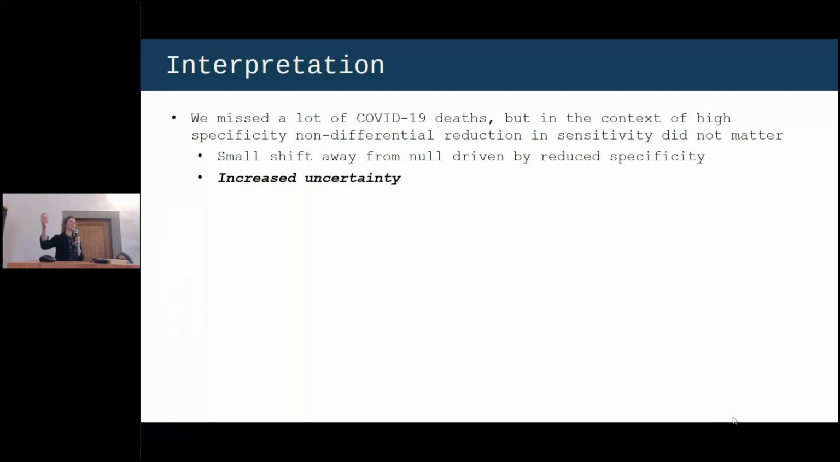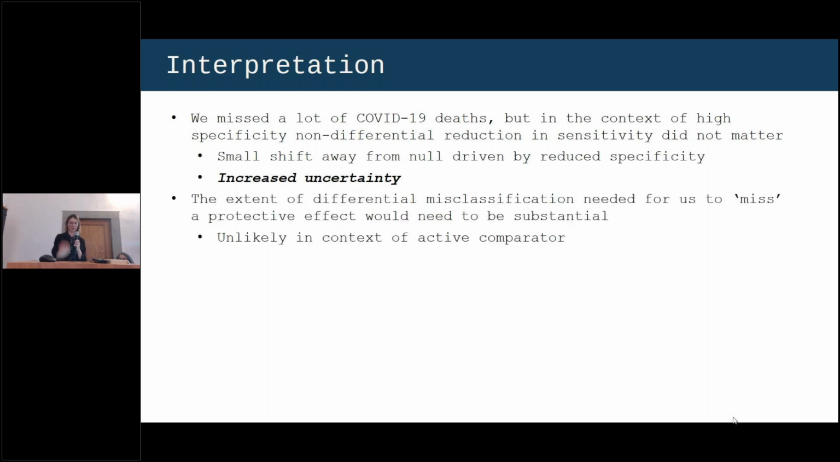But what we did do when we did the probabilistic bias analysis is that we increased our uncertainty. So I think this is actually really important because that's what we want to do in these methods. We want to acknowledge that we are a little bit less certain than we think about these things. It's also quite nice to be able to quantitatively show this to people who might not have this intuition for how different biases work, and say, well, you're not really capturing any deaths. That's very bad. But here we can say, well, actually, it didn't make a huge difference for us. We also, this is a qualitative interpretation, but the extent of differential misclassification that would be needed for us to miss an effect we thought would be quite unlikely in the context of an active comparator.